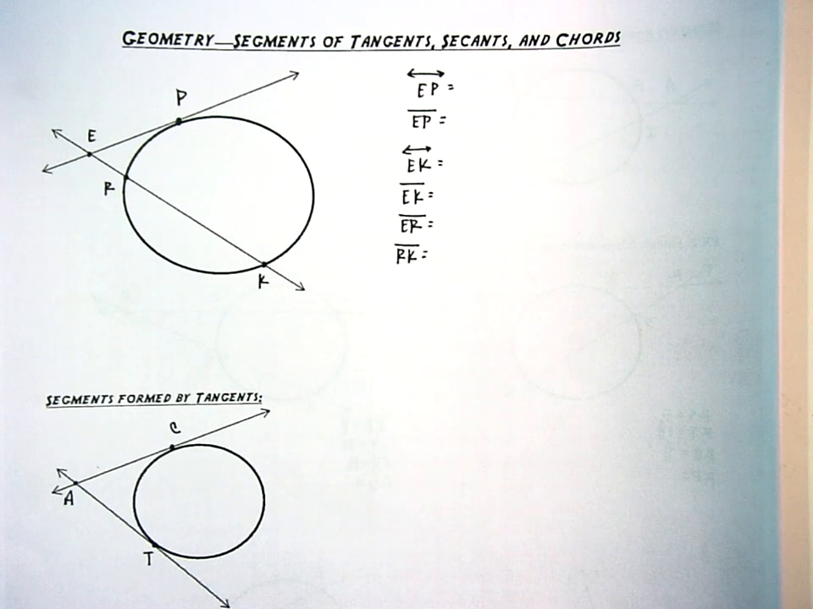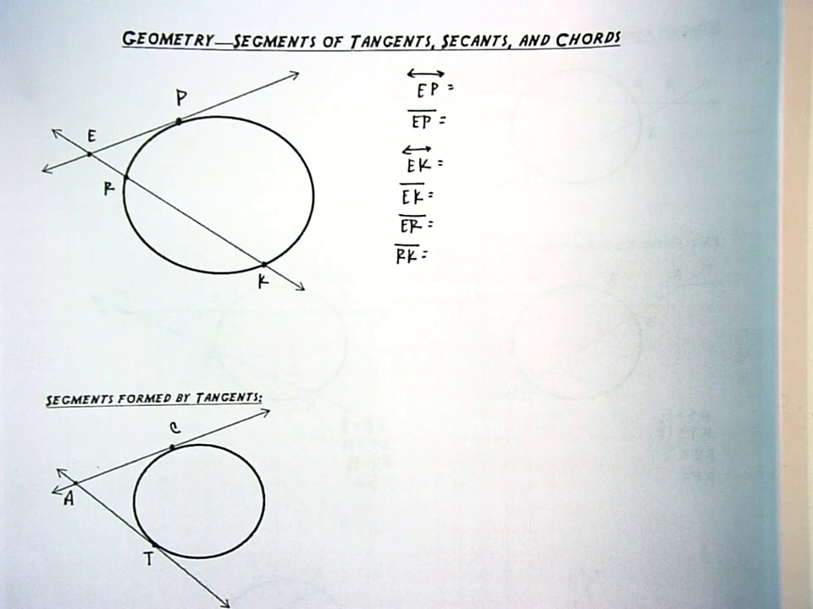All right, hello everyone. Today our topic, we're starting off by looking at segment relationships. So we're looking at how tangents, secants, and chords are all related. So first up, I've drawn us up a pretty picture, and we're going to see some familiar vocabulary.